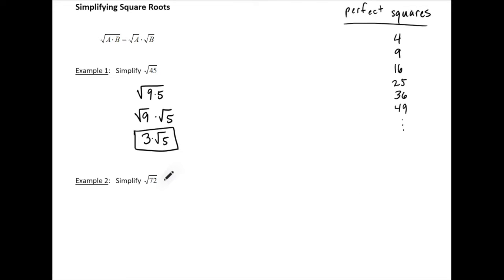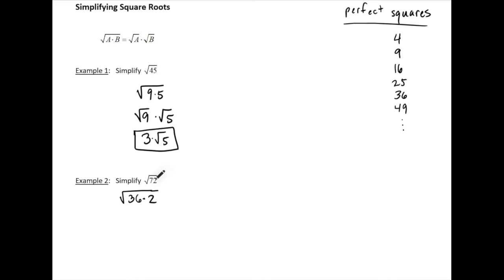Here's another example. We're going to simplify the square root of 72. We want to see if any of these perfect squares divide evenly into 72. And you can use a calculator for this if you need to. You'll divide 72 by each of these perfect squares and see if any of them divide evenly. We'll find that 4 divides evenly into 72, and so does 9. But if we keep going through this list, the largest perfect square that divides evenly into 72 is 36. 72 divided by 36 is equal to 2.